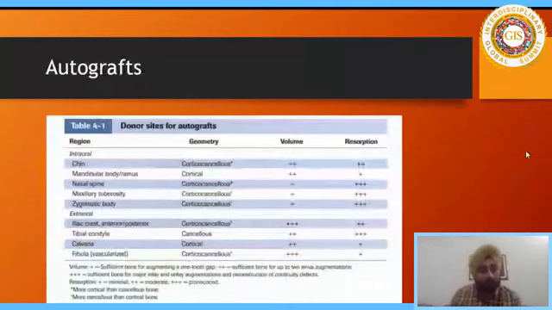Now coming to autografts, they can be harvested from the chin. I think Dr. Arun made a very good presentation on autologous bone grafts. You must see that presentation. So they can be harvested from the chin, mandibular body and ramus, nasal spine, maxillary tuberosity, zygomatic body, or even the tori.